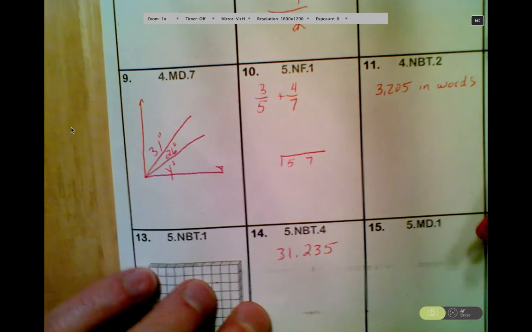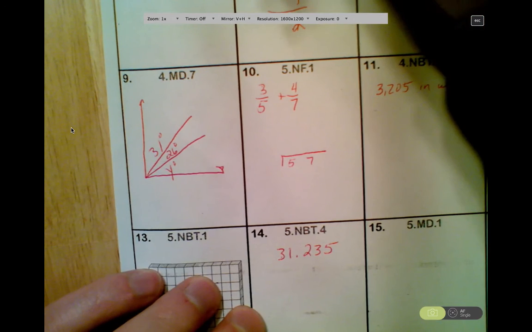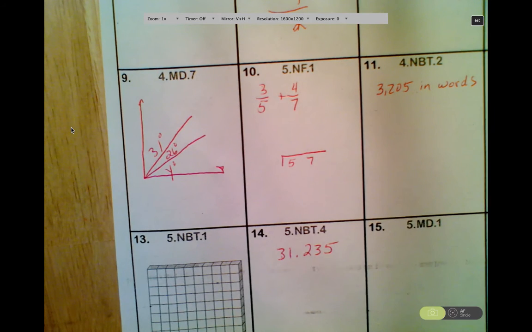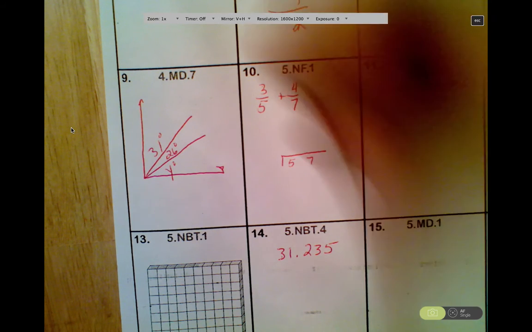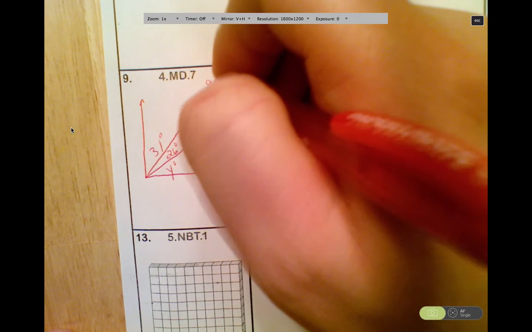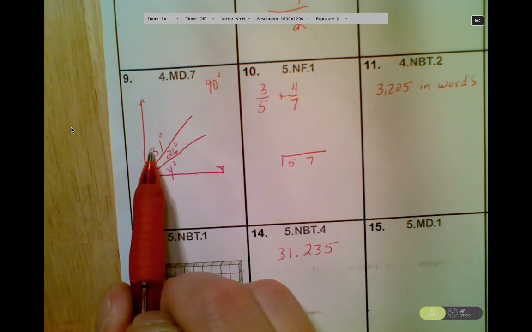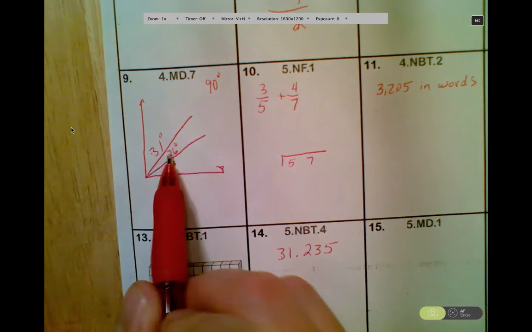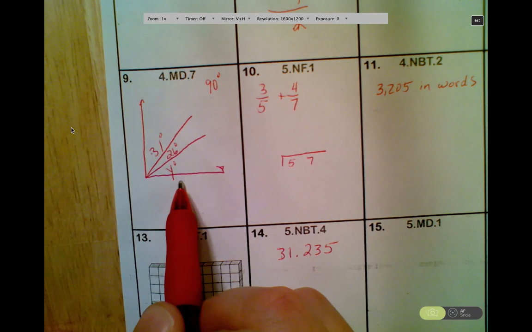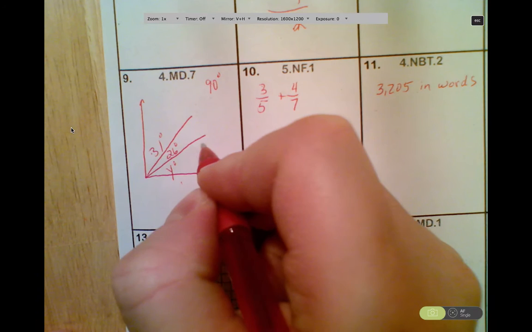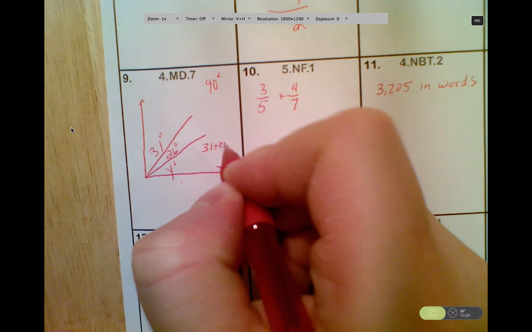Number 9. Little geometry here. Number 9 says the 2 rays form a right angle. That's important. What is the value of y? It's important because a right angle is equal to 90 degrees. So that means when I add this angle 31, this angle 26, and this angle y, I should get 90.